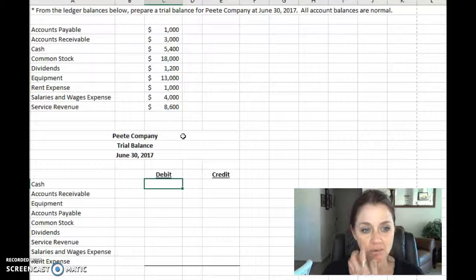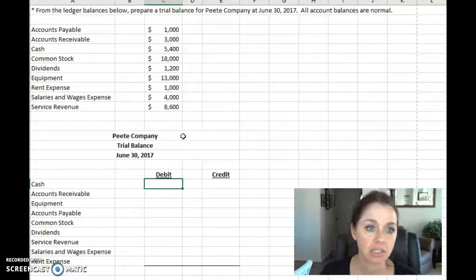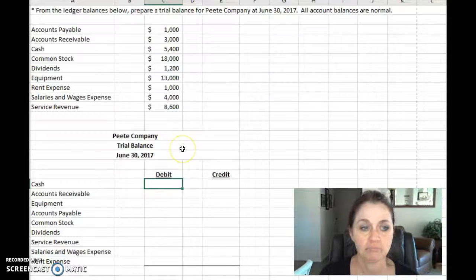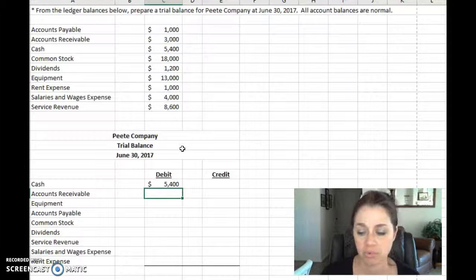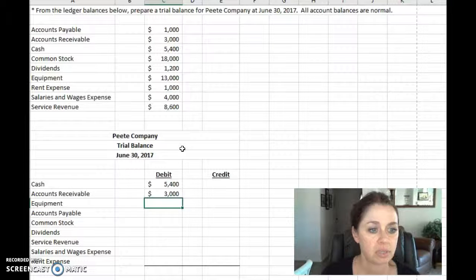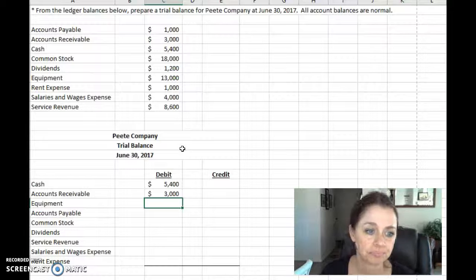So I'm going to go ahead and just go through this. We're going to go up to the top and we have cash. We have cash of $5,400 and that is an asset, so that's going to go in our debit column. Again, I don't understand completely why. We can ask the professor. Accounts receivable also, accounts receivable is $3,000, and that goes into our debit as well.